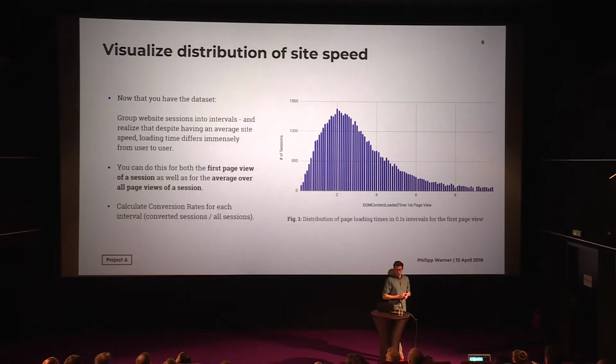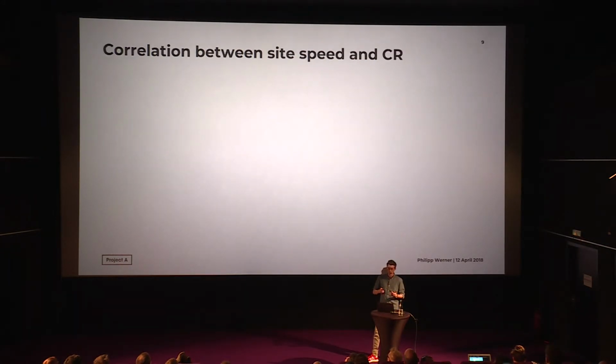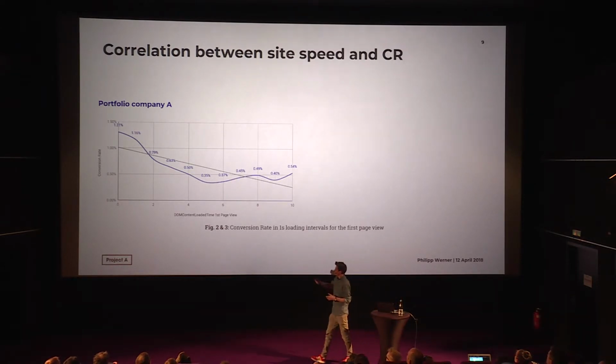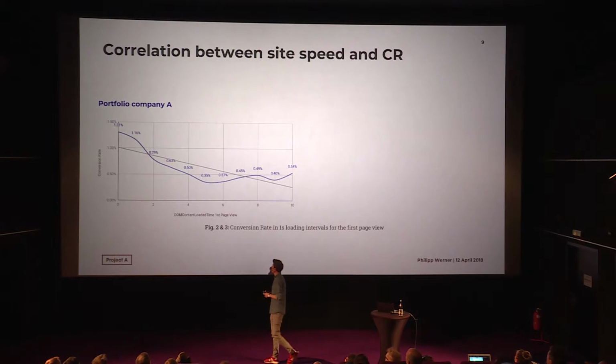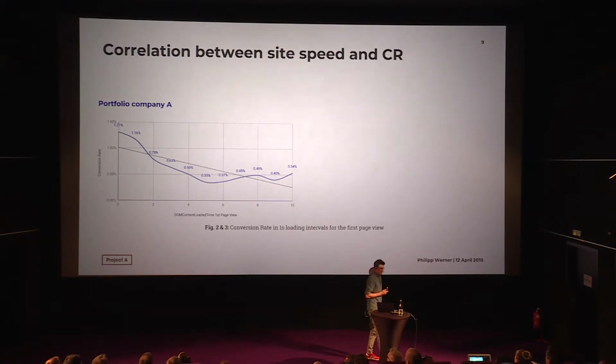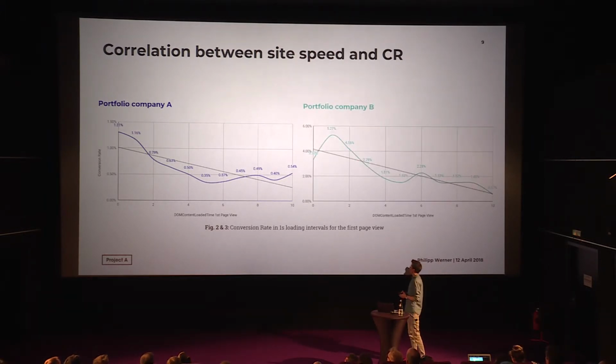Then for all of these intervals, you can take all the sessions that you have, take all the conversions that you have, and calculate the conversion rate for every interval. And you get something like this. So here you can see for portfolio company A that the longer the loading time, the worse the conversion rate. So that's what Christian was expecting, right? Saying if I have a faster site, it's probably going to convert better. We said, okay, that might also be coincidence, so let's check another venture. And we saw approximately the same trend here.